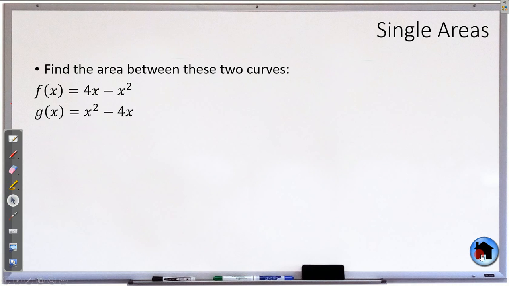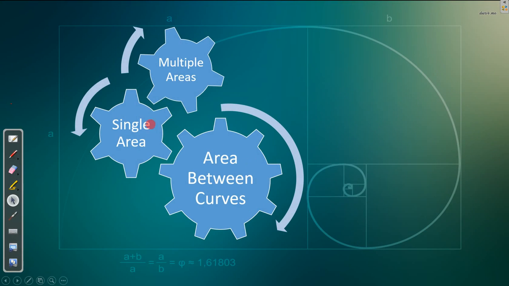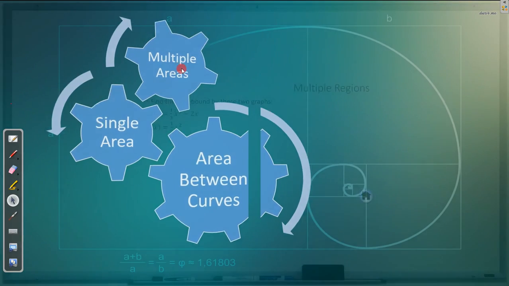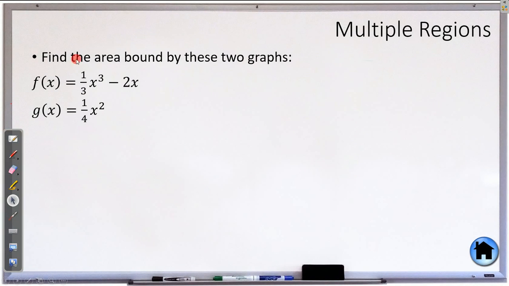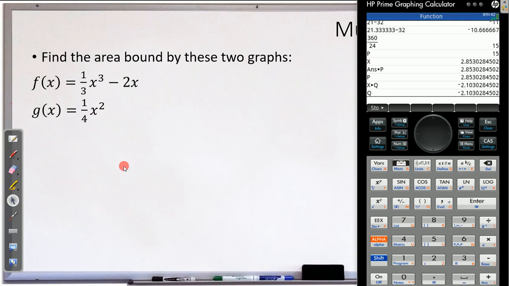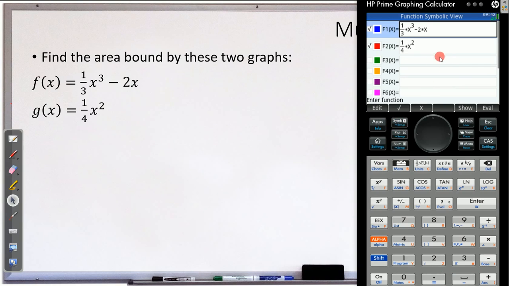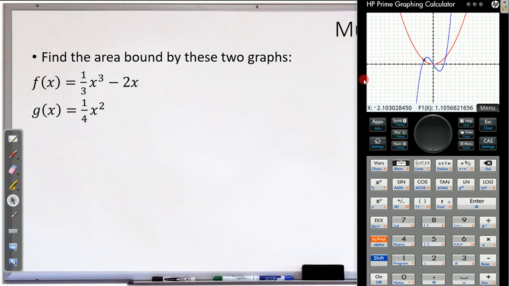Okay? And that happens when you can get multiple areas. So find the area bound by these two graphs. All right, so first thing we're going to do is throw those into our calculator and graph them. So go to symbolic view. So I've got the first equation here, 1/3 x cubed minus 2x, and the second one, 1/4 x squared. We're going to graph those. So you can see there's an area here, and there's an area here.